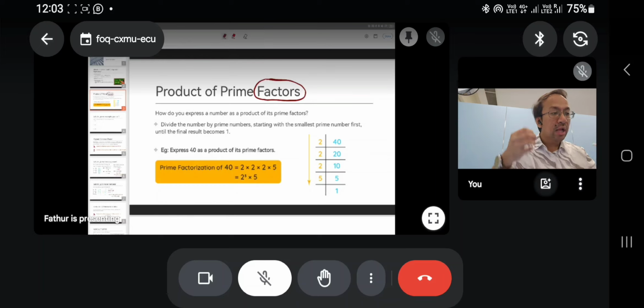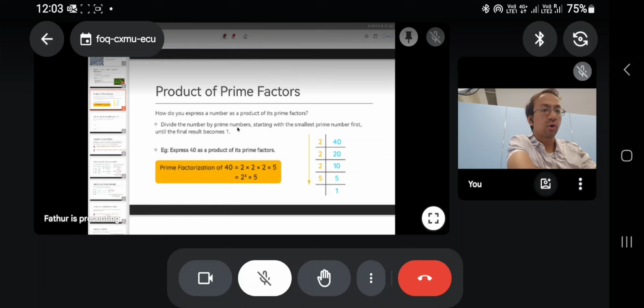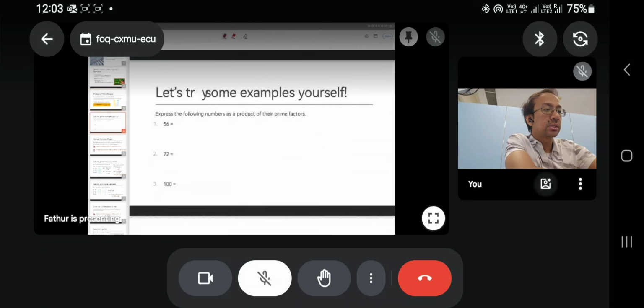Alright? So when they ask you to express 40 as a product of its prime factors, you have to express it in a ladder method. Some of you may have learned this. They call it the pyramid or the binary method. Don't have to do that lah. Alright? Just be more straightforward, just use the ladder method. So when it comes to the ladder method, for example, you have 40, right? Prime factorization of 40. You always must start off with the smallest.